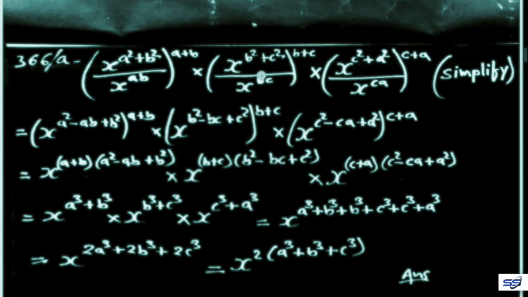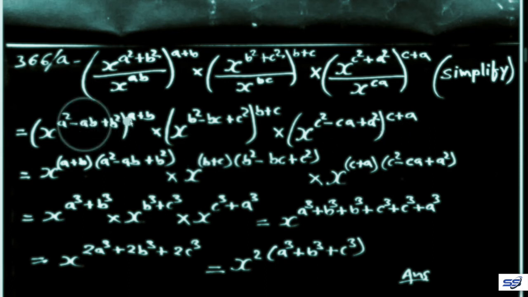Again here x power b square minus bc. This minus bc comes from the bottom one, and comes up as a minus: minus bc plus c square, whole power b plus c. Here x power c square minus ca plus a square. Minus ca comes from the bottom, the power ca comes up as a minus: c square minus ca plus a square, whole power c plus a.